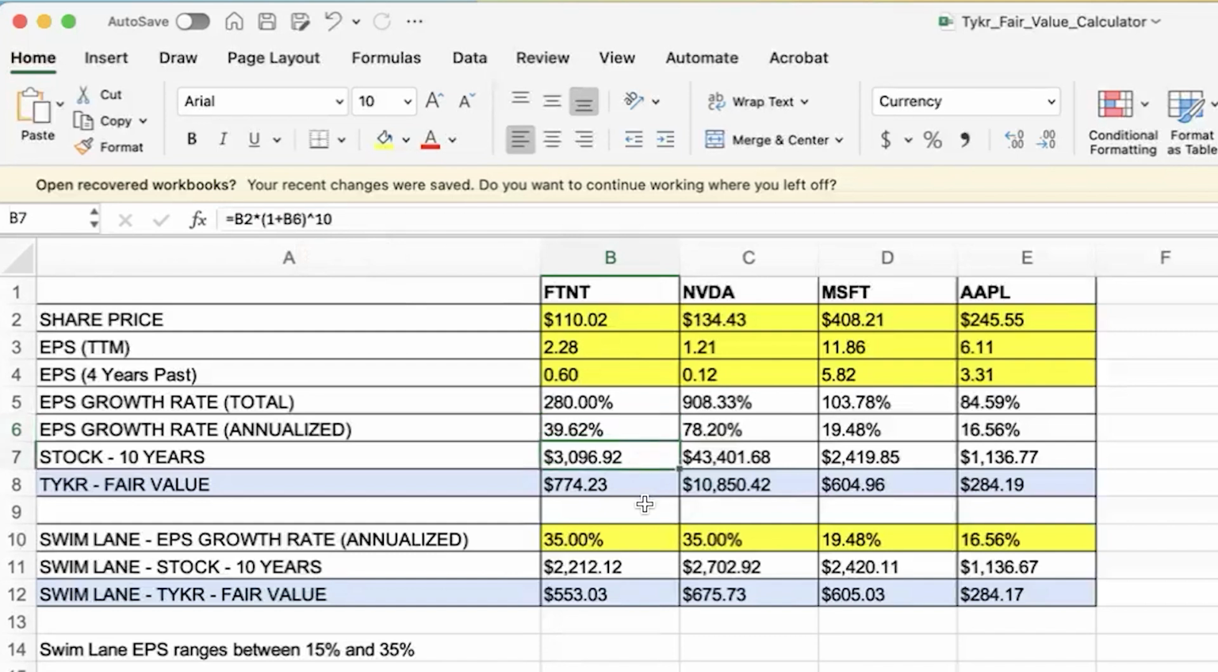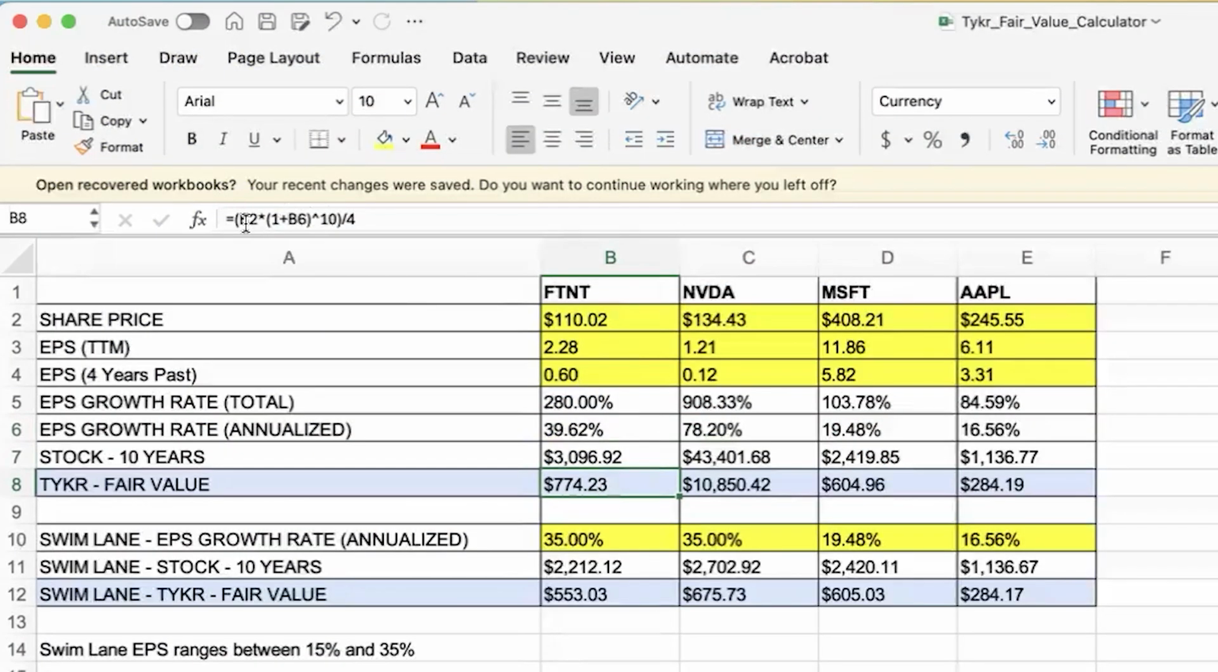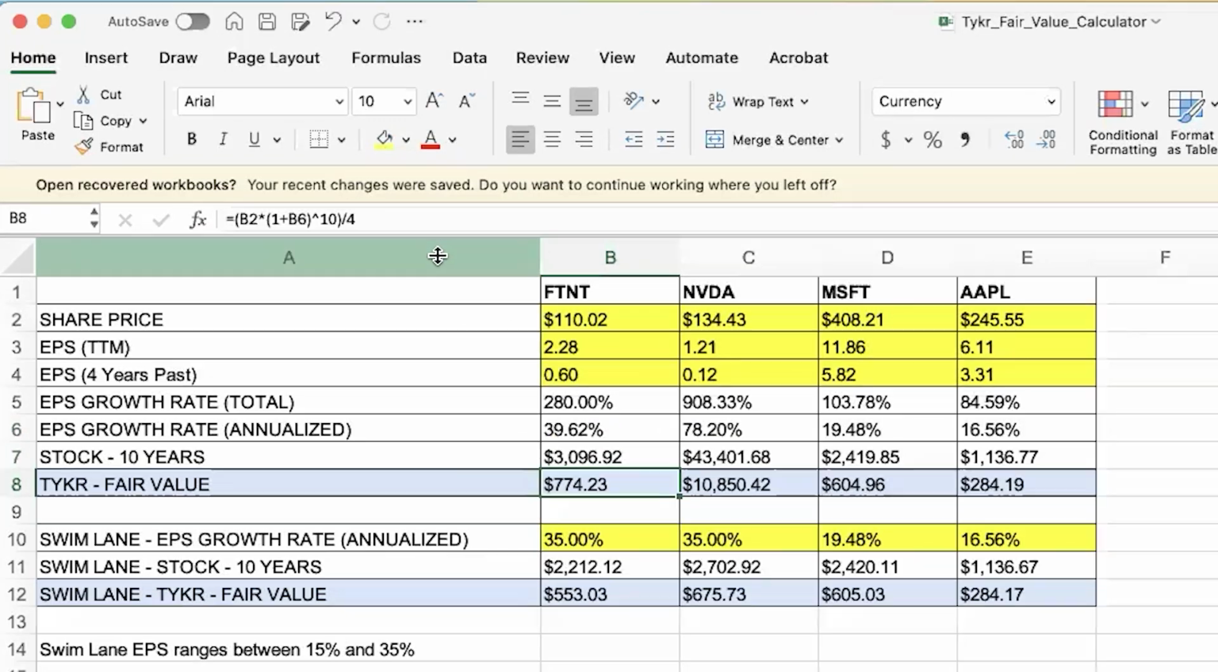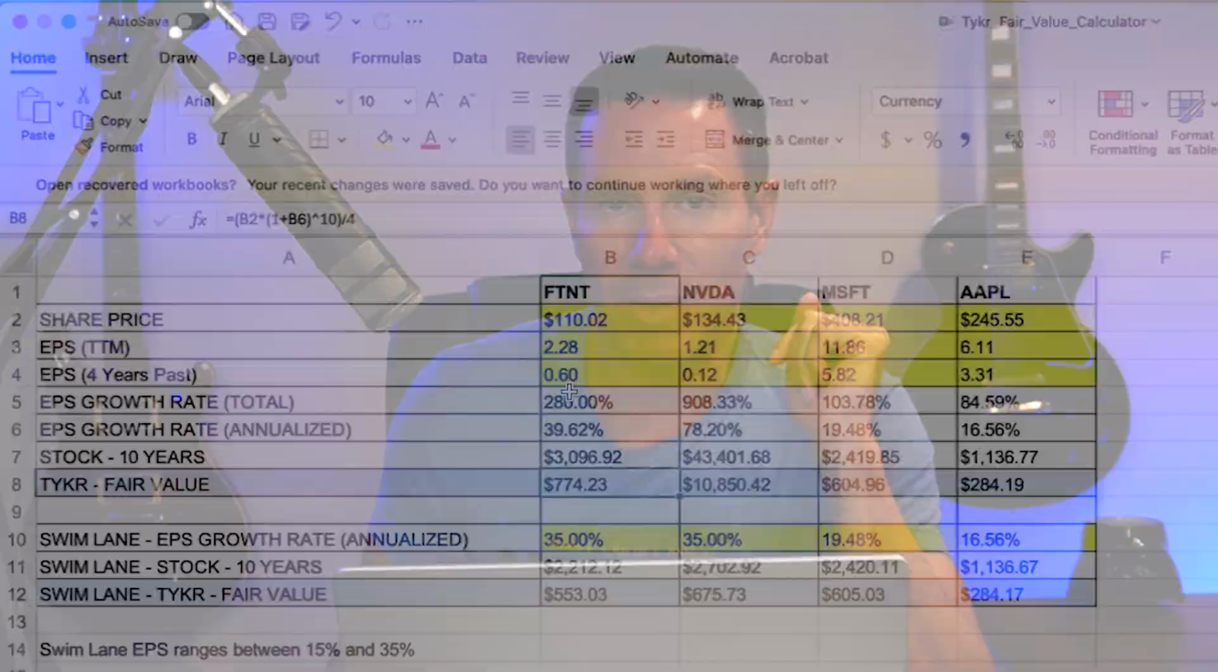So then we see here the estimated share price is $3,000 in 10 years. But then next, what we're going to do is do what Phil Town does, which is, you can see the equation is B2, which is the share price, times 1 plus B6. That's that annualized return to the power of 10. So it's going out 10 years. Now we're going to divide it by 4. We're going to make a really conservative estimate of what the share price is. Not 2, we're going to divide it by 4.